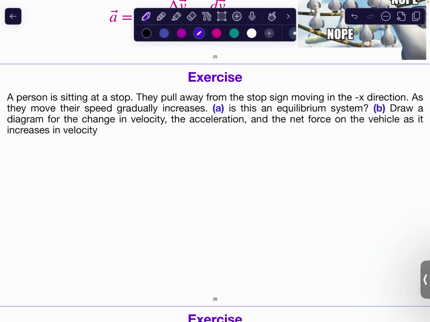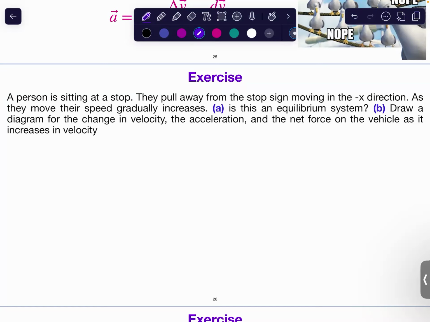Okay, a person is sitting at a stop sign. They pull away from the stop sign, moving in, we'll just say, the negative x direction. As they move, their speed gradually increases. I said I wasn't going to conflate those two, and then there I did. Whoops. First off, is this an equilibrium system? No.